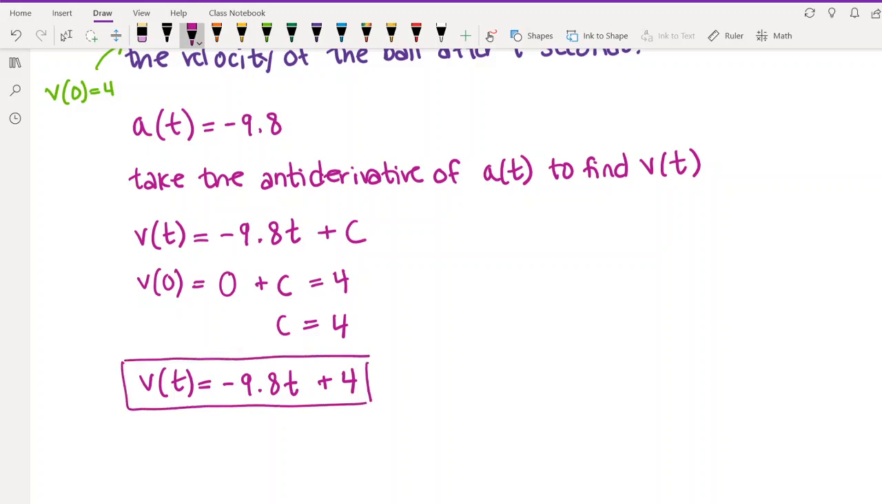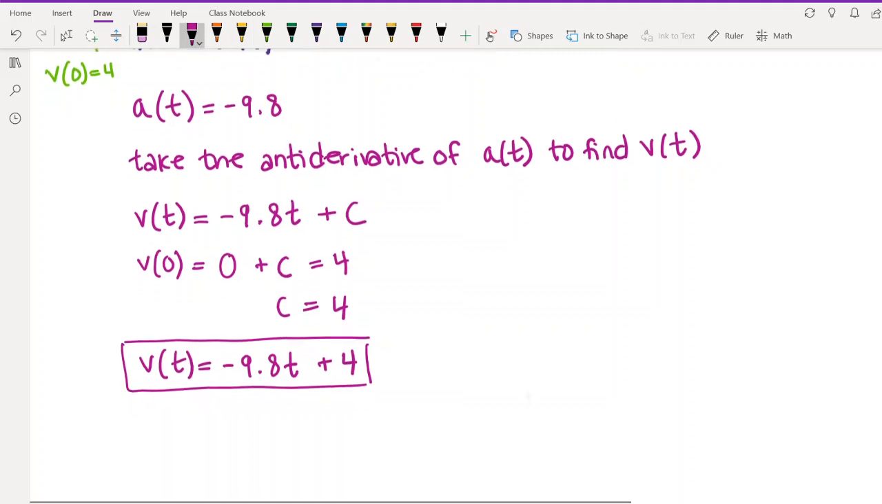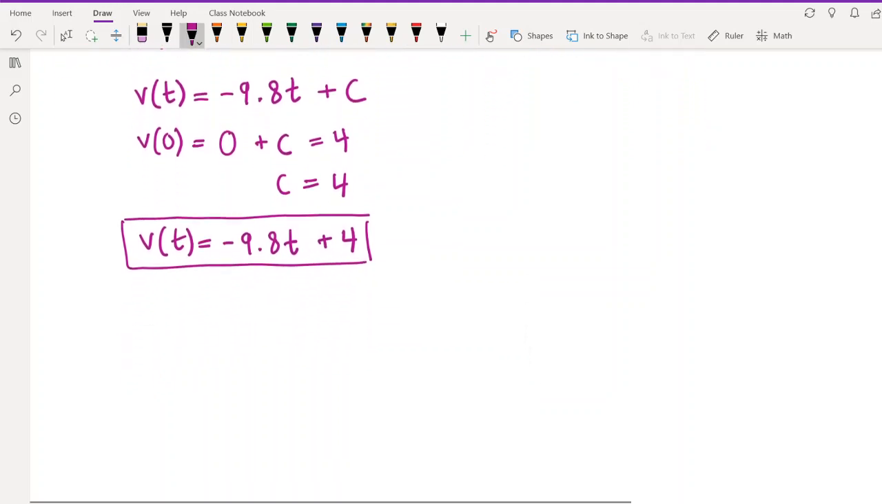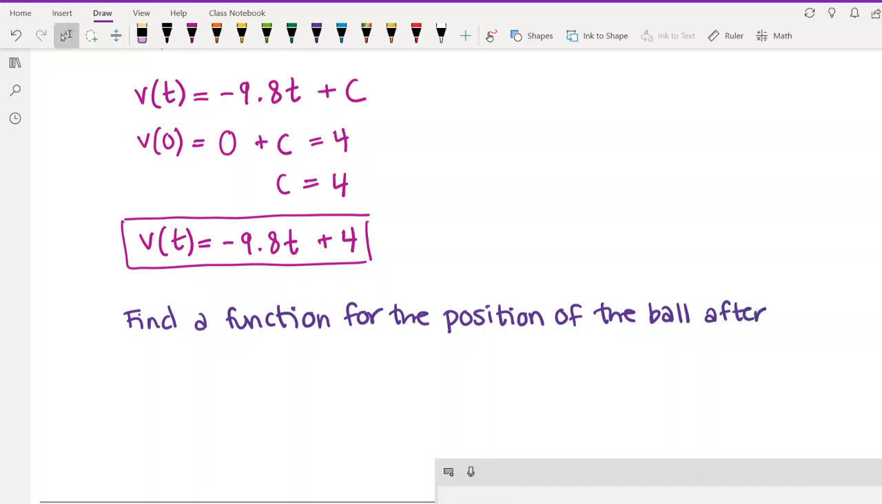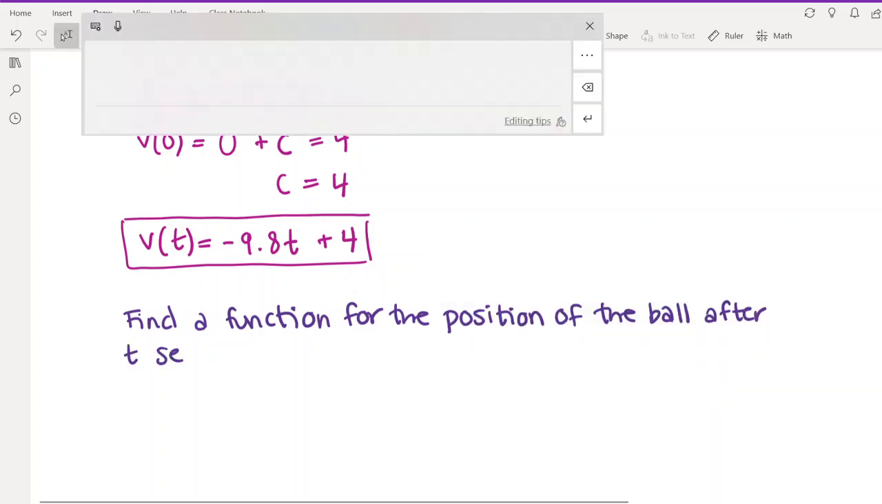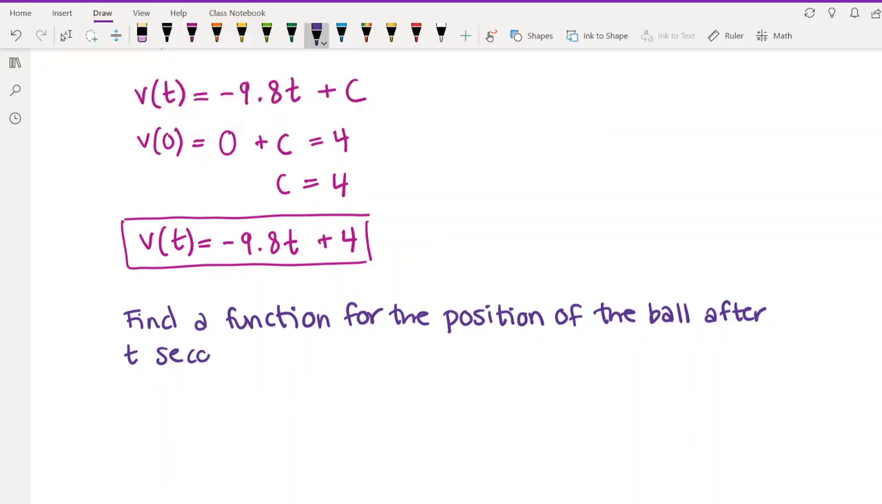So now let's come up with the position function. So now that we have the velocity function, we can take the antiderivative of that to find the position function. So now we're going to find a function for the position of the ball. So position, when I say that, I really mean the height, how many meters off the ground it is after t seconds.